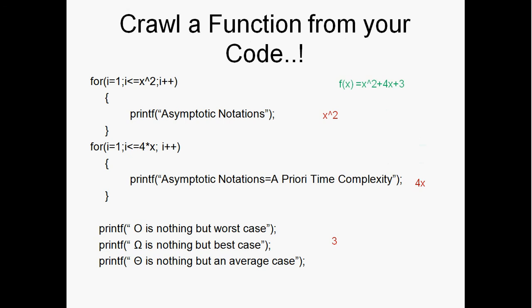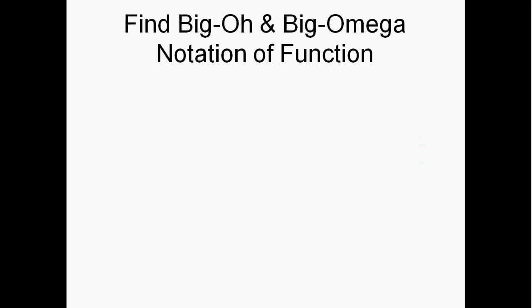Now you exactly know how to crawl a function from your code, and then you can find the function which is in the order or in the big omega notation, right? So how to find? Let's see. Let's take the same function x square plus 4x plus 3 you have derived from the code. Now I need to find big O notation. Big O notation means I need to find the less than or equal to relation, right? Okay, so let's try to arrange in some way.